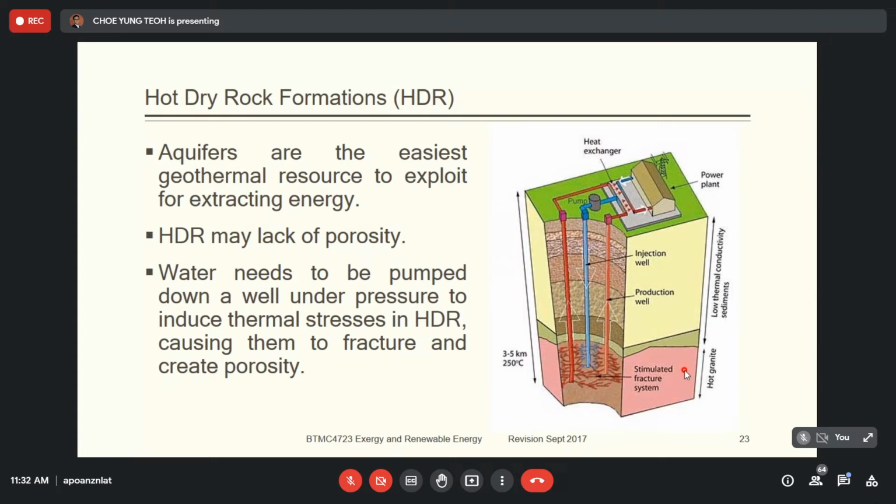You want to maintain the water level inside. You are not allowed to keep pumping in the cold water while the hot water just flows somewhere else. So you have to make sure that it can hold the hot water. This is something very difficult to plan and out of our control. Sometimes the crack will extend until it reaches underground water, so whatever water comes in will just be lost to the surroundings. So this is a difficult part of this hot dry rock formation.